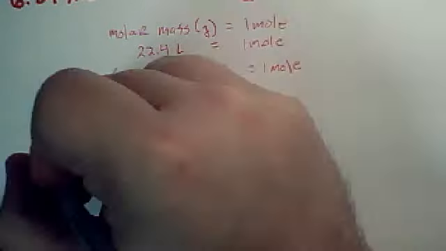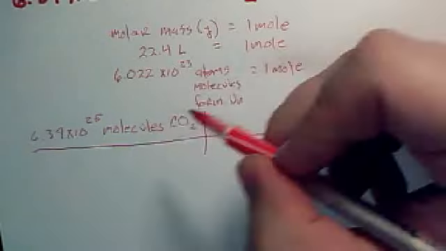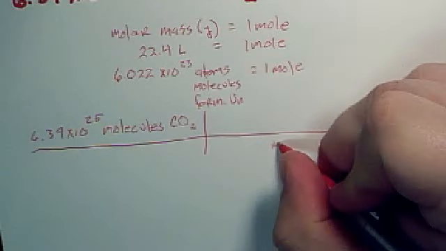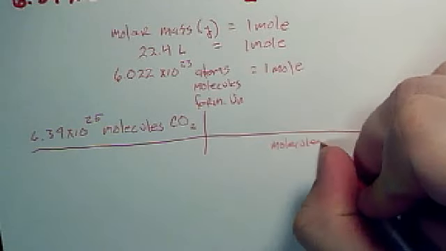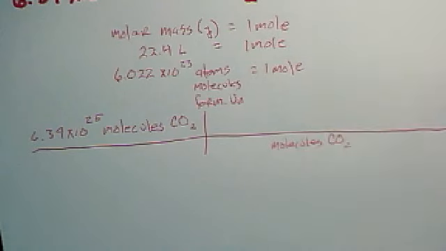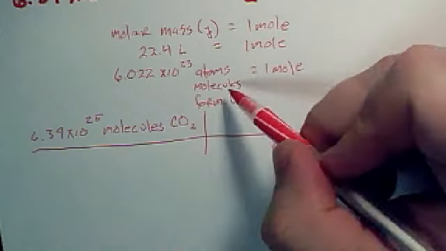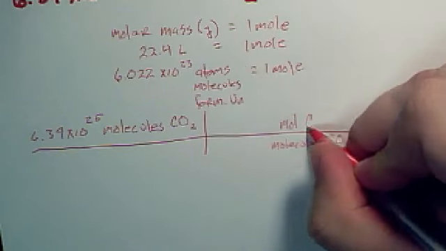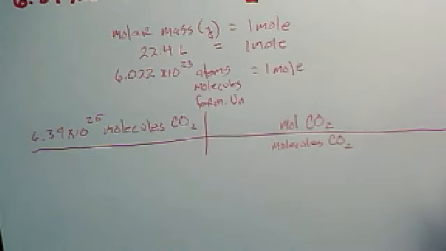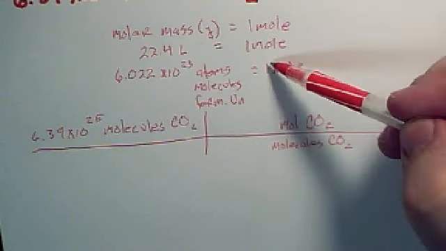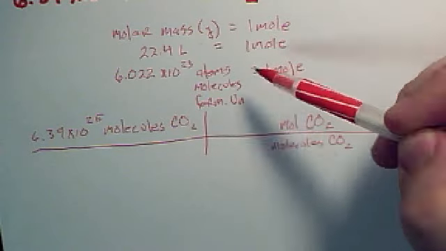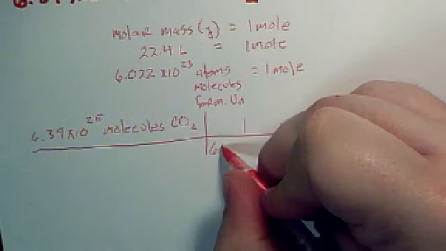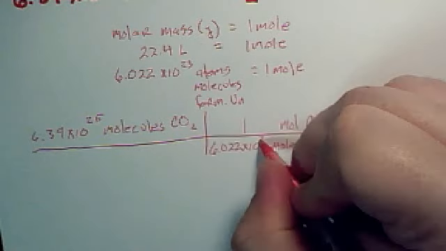I do my little railroad track. And since I have molecules of CO2 on the top, I need it to cancel out. So I'm going to write molecules of CO2 on the bottom. And if I'm converting from molecules to moles, I'm going to put moles of CO2 on the top. Now we look at our conversion factors to figure out the numbers. The number in front of mole is 1. The number in front of molecules is 6.022 times 10 to the 23rd.